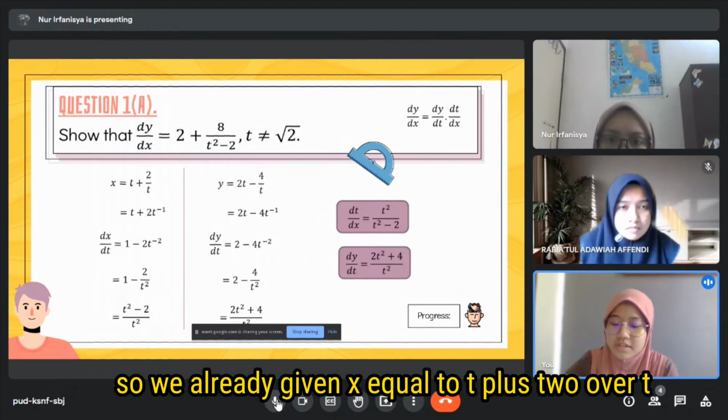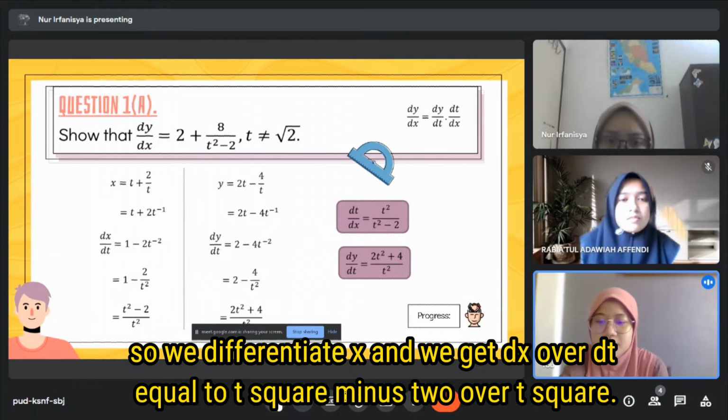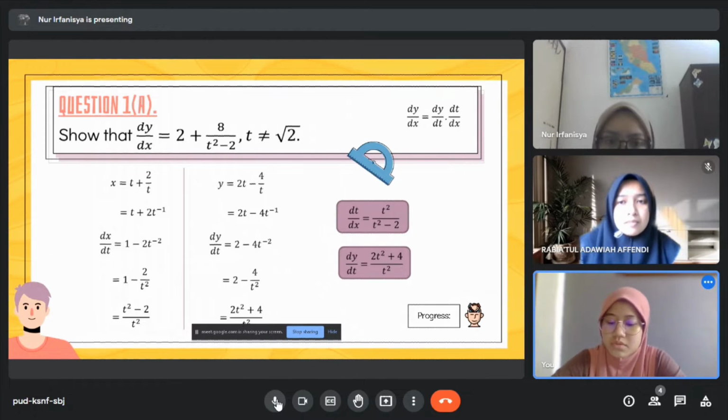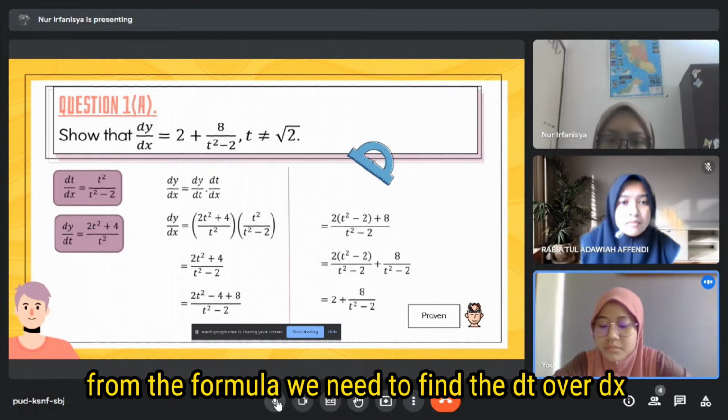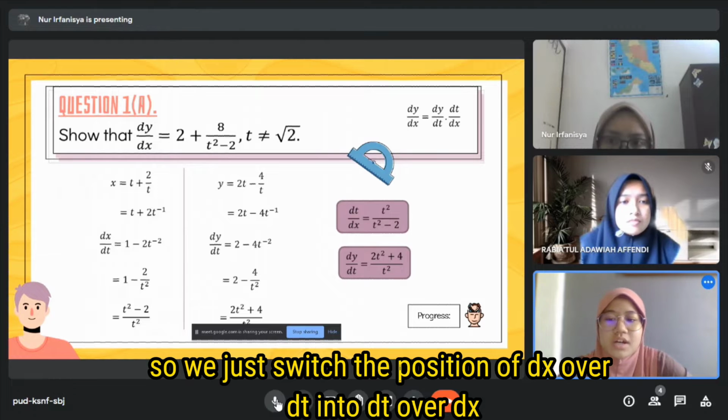So we are already given x equal to t plus 2 over t and y equal to 2t minus 4 over t. So we differentiate x and we get dx over dt equal to t square minus 2 over t square, and we differentiate y. So we get dy over dt equal to 2t square plus 4 over t square. Okay, from the formula, we need to find dt over dx. So we just switch the position of dx dt into dt dx.